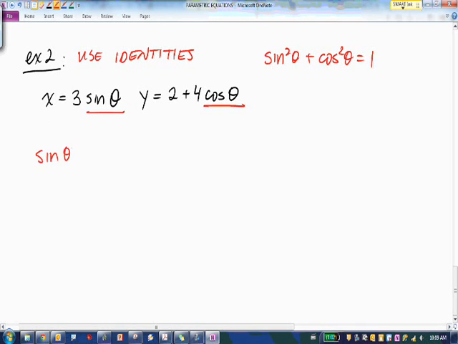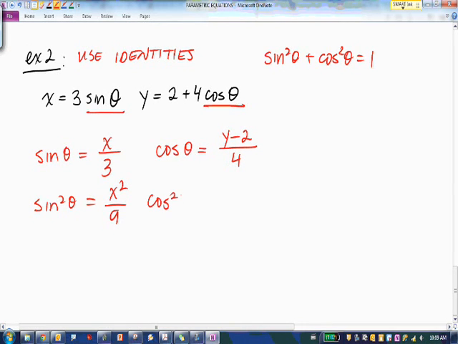Well, sine theta is just x over 3. So that means sine squared theta is x squared over 9. And on the other side, if you do a little bit of algebra, you get that cosine theta is equal to y minus 2 all over 4. So cosine squared theta is equal to y minus 2 quantity squared all over 16.